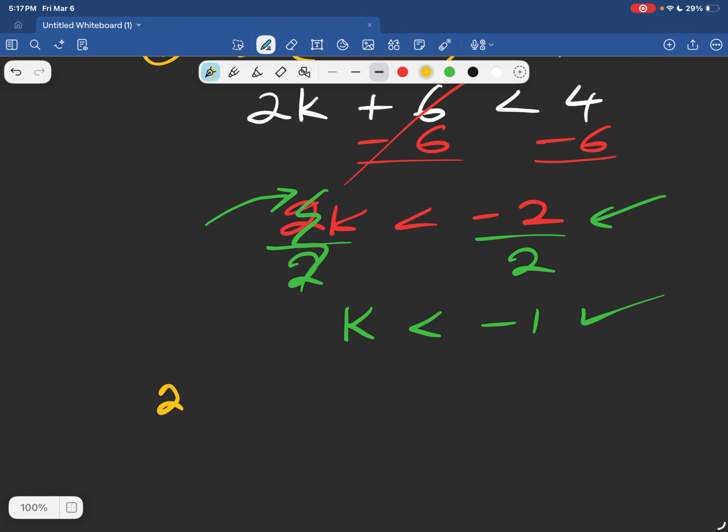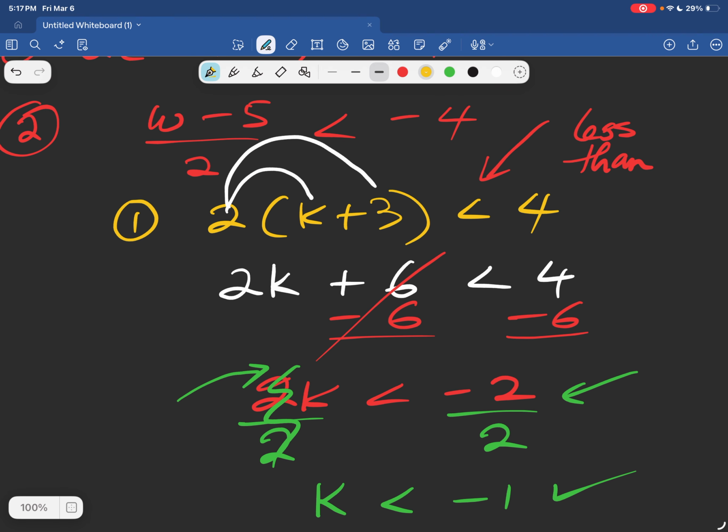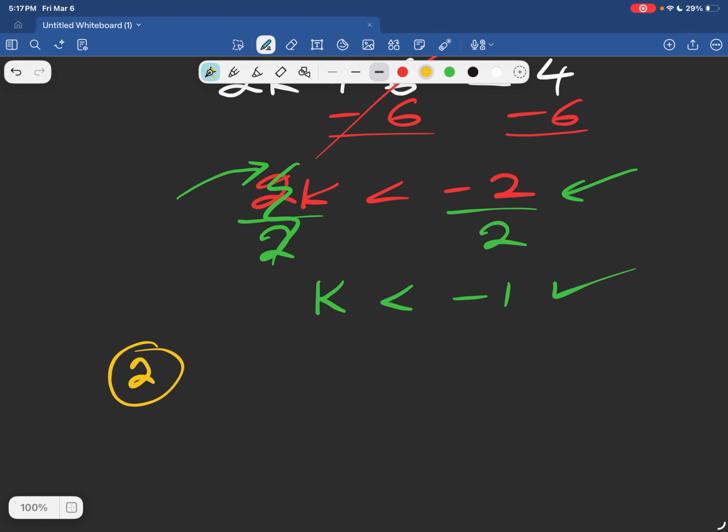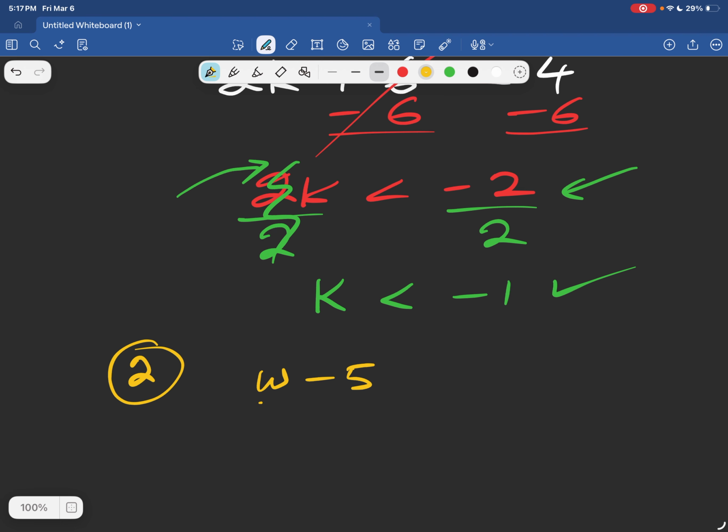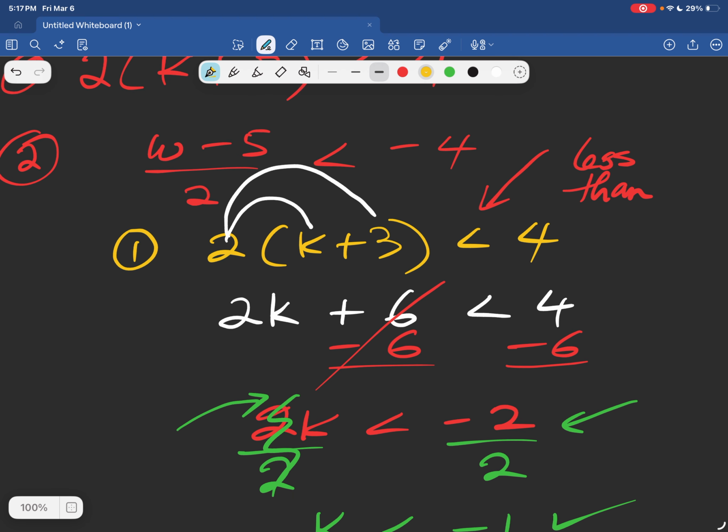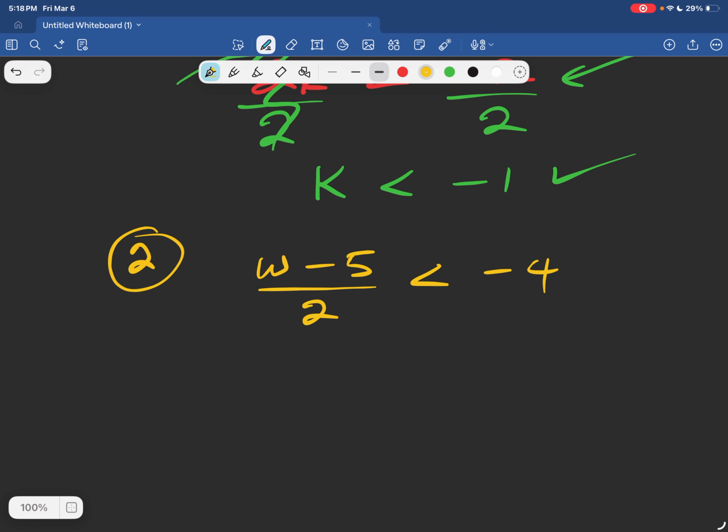The second problem says w minus 5 over 2, w minus 5 divided by 2, is less than negative 4. Yes, that is it. How do we do this? Now, what you must understand as a student is that because the w minus 5 is being divided by 2, we have to perform the opposite action of dividing by 2, which is to multiply both sides by 2.